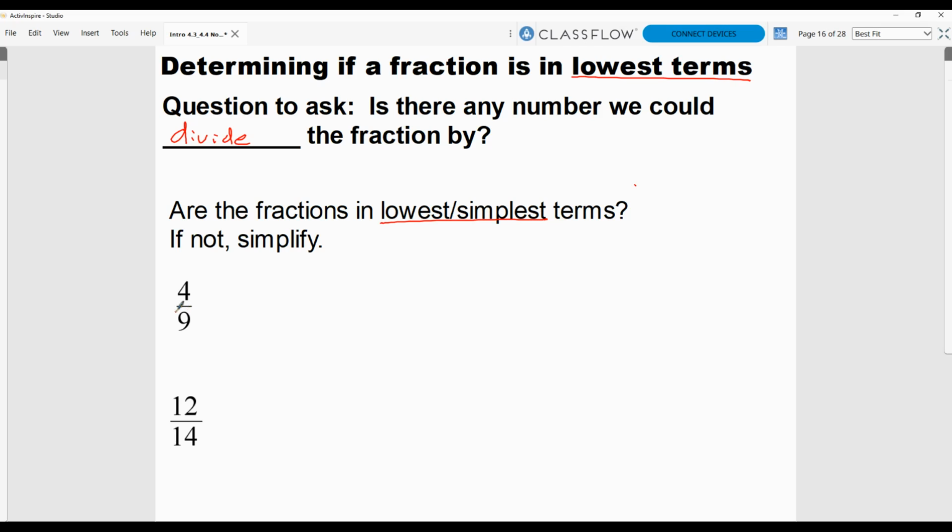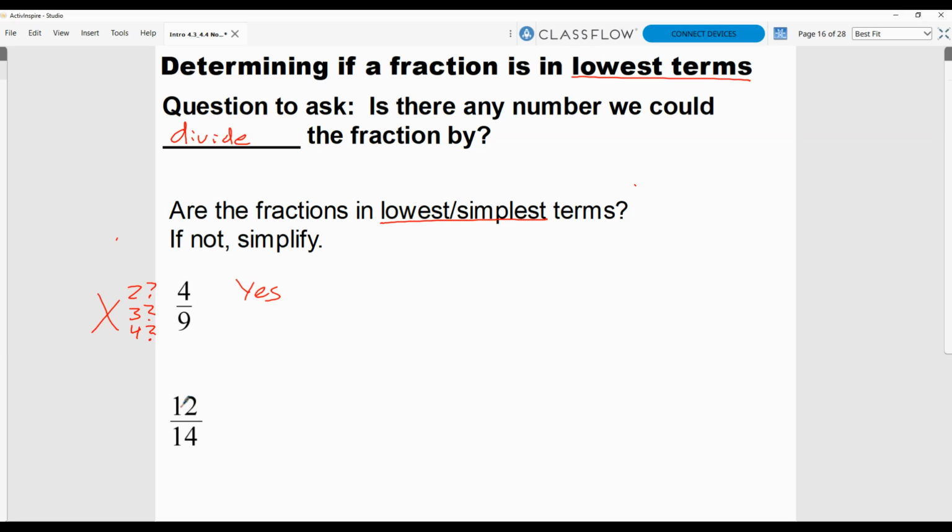If you look at both of these numbers, you could try some different numbers to divide by and see if it works, and you end up with nothing. There's nothing you can divide both 4 and 9 by to get them to come out evenly. So this is already in its lowest, simplest form. So we would say, yes, it is already simplified. There's nothing else we can simplify this down to. It is simplified the most it can be.